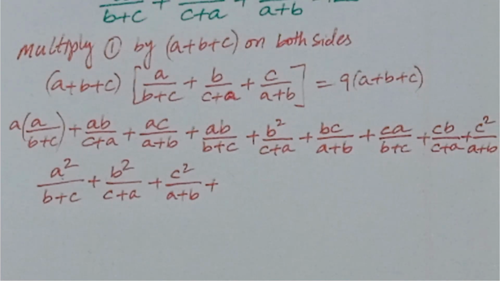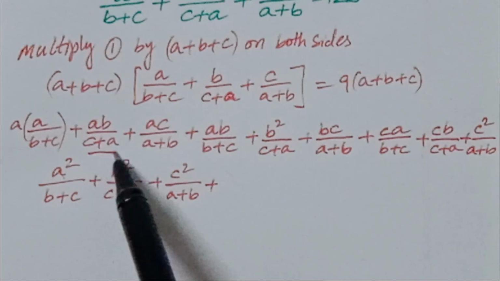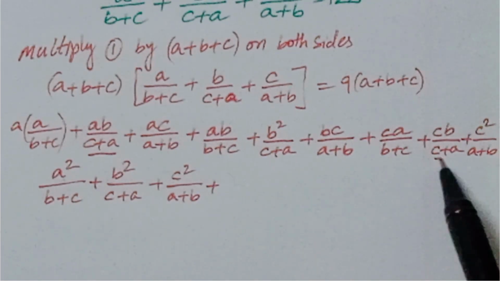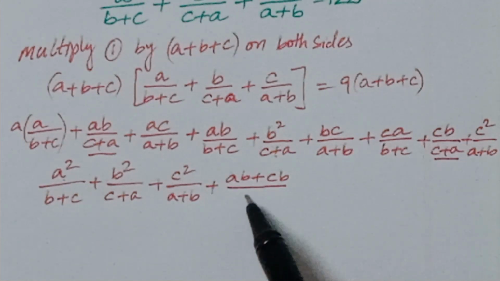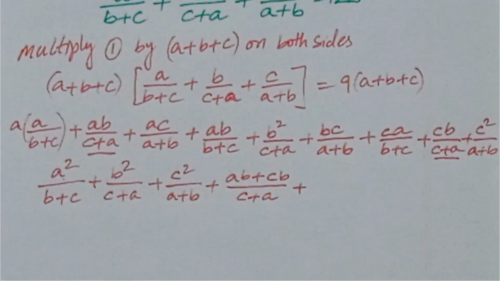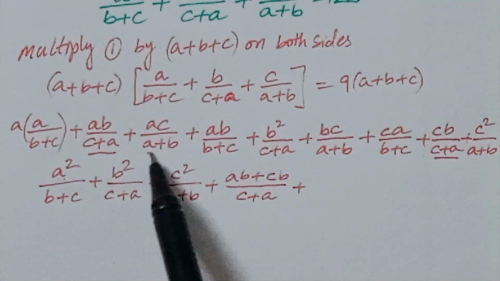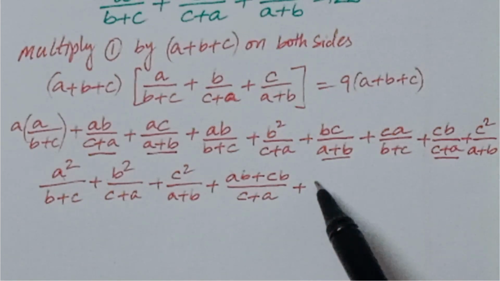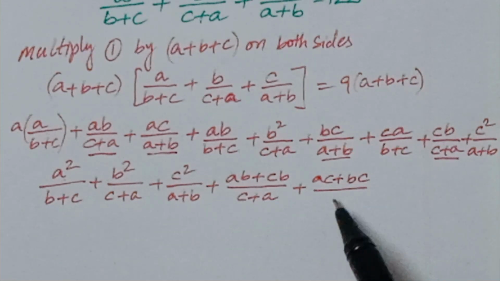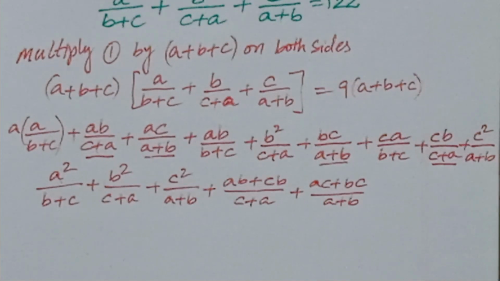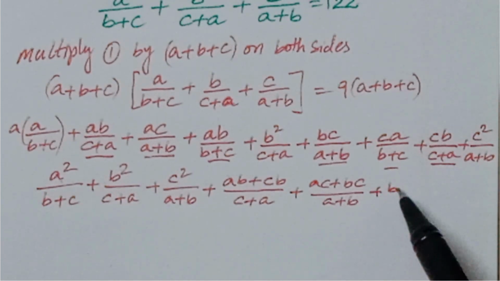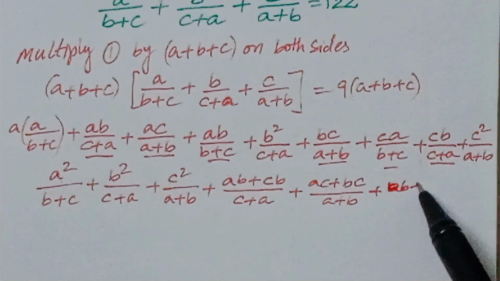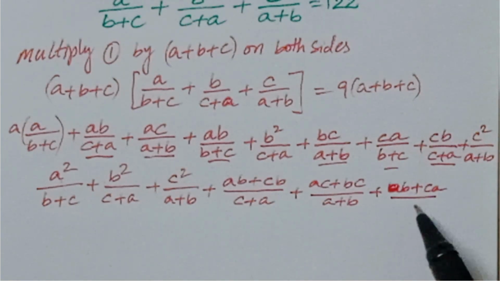Now I am going to take common denominators. Here the denominator is C plus A, so AB plus CB by C plus A. Then the denominator A plus B, so AC plus BC by A plus B. Next the denominator B plus C, so AB plus CA by B plus C.